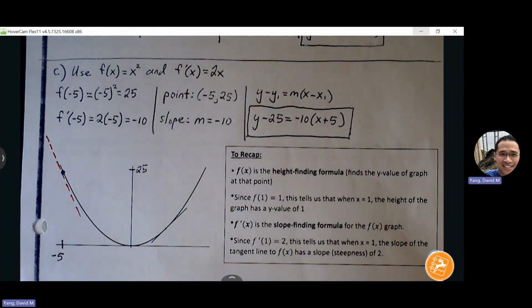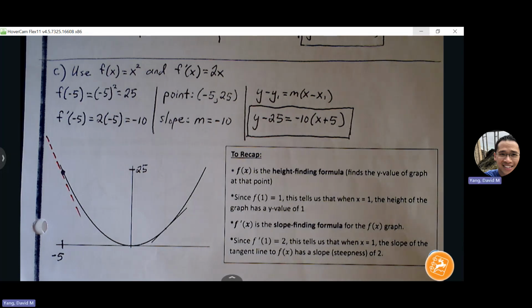Okay, so to recap, a function is a height finding formula, basically finds the y value of that graph. Since f of 1 equals 1, this tells us that when x equals 1, the height of the graph has a y value of 1. f prime of x is a slope finding formula for the f of x graph. Since f prime of 1 is equal to 2, that tells us that at x equals 1, the slope of the tangent line to that curve has a steepness of 2. So a function and derivative both refer to the same graph, but they're giving you different information about that graph. One is giving you a location, the other one is giving you the rate of change or the steepness at that point. Okay, any questions here?